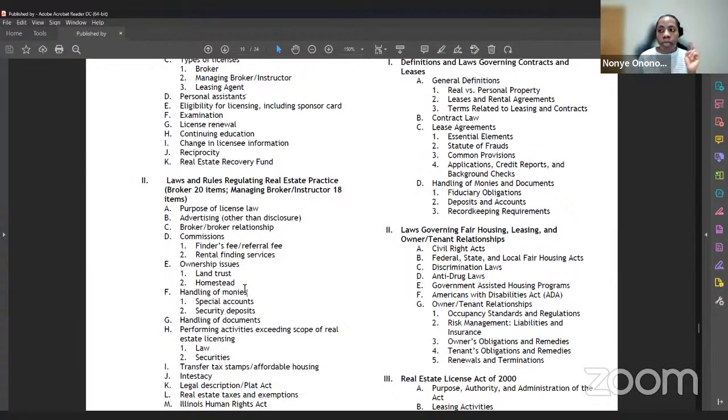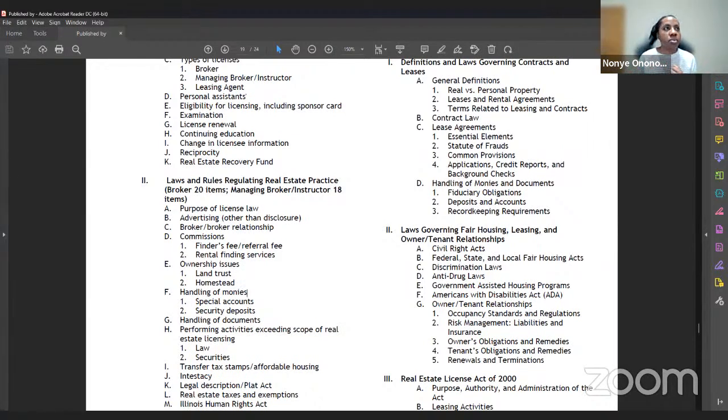Secondly, homestead has to do with credit. If you have unsecured debts and there's a lawsuit against you and you own real estate, the judgment is, let's say, you owe $200,000. That's the judgment. Your house is worth 350.